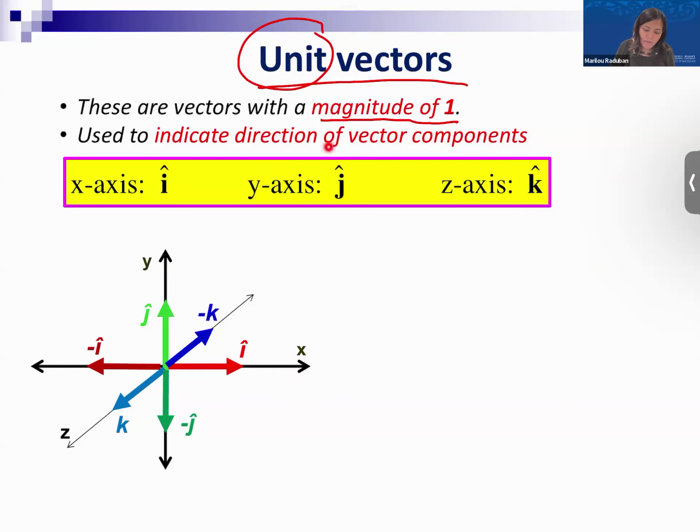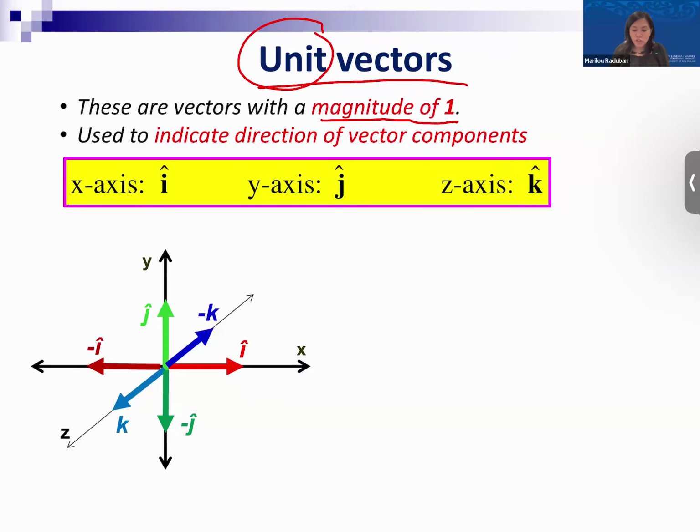The j hat vector represents the direction along the y-axis or up and down. If it's a positive direction, meaning your vector is pointing upwards or to the plus y direction, then we use a plus j hat vector. If the vector is pointing downwards or towards the negative y direction, then you have a negative j hat vector.